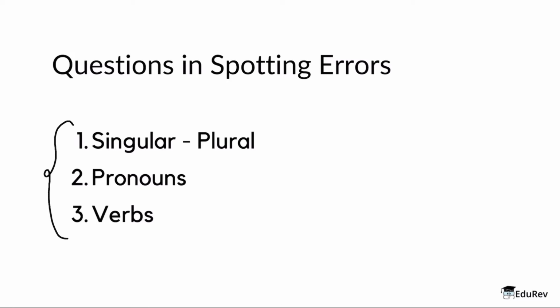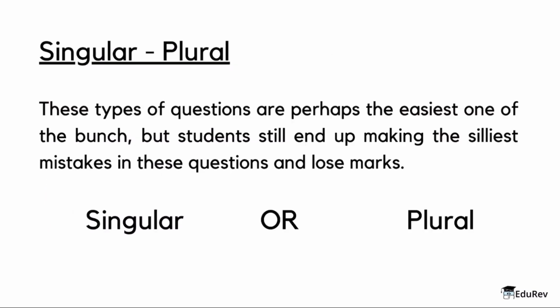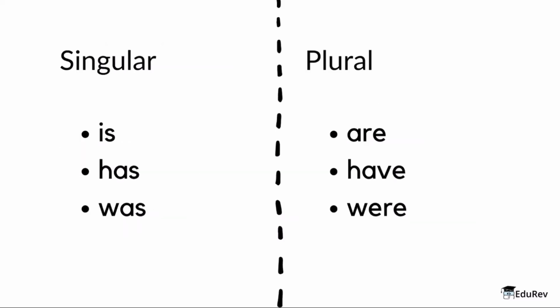First, let's look at singular and plural. Now see, these types of questions are perhaps the easiest of the bunch, but students still end up making the silliest mistakes in these questions and lose marks. And in order to solve these questions, first we need to understand our subject, if it's singular or plural. So if the subject is singular, we use the singular helping verbs, which are is, has, and was. And if the subject is plural, we use the plural helping verbs, which are are, have, and were.